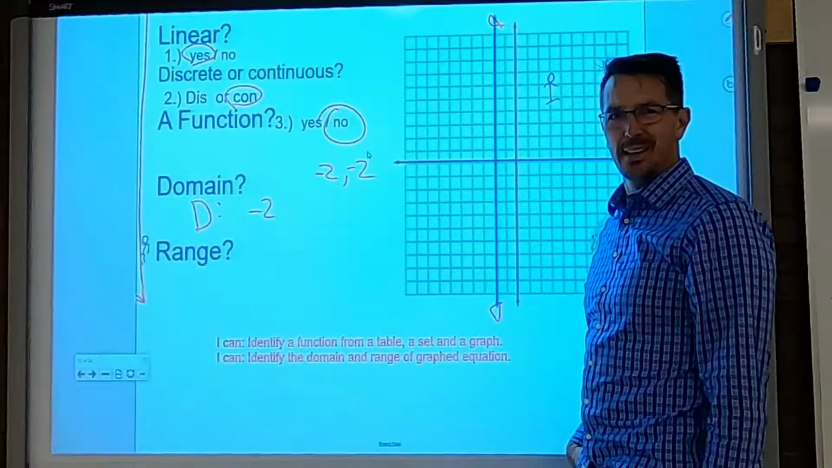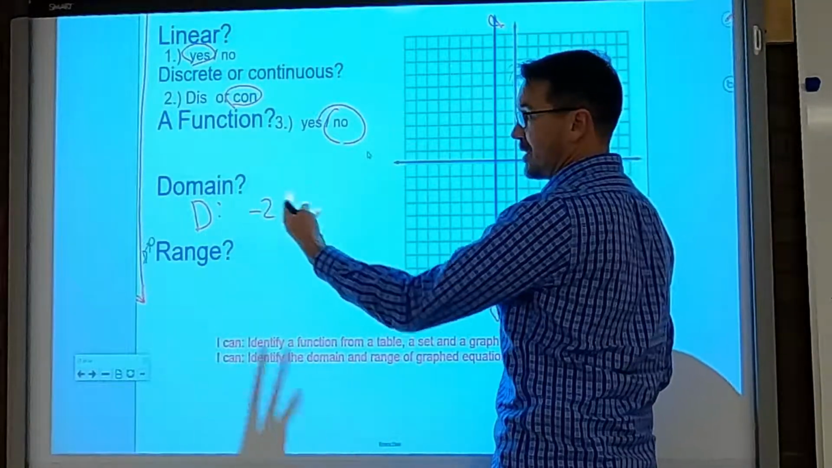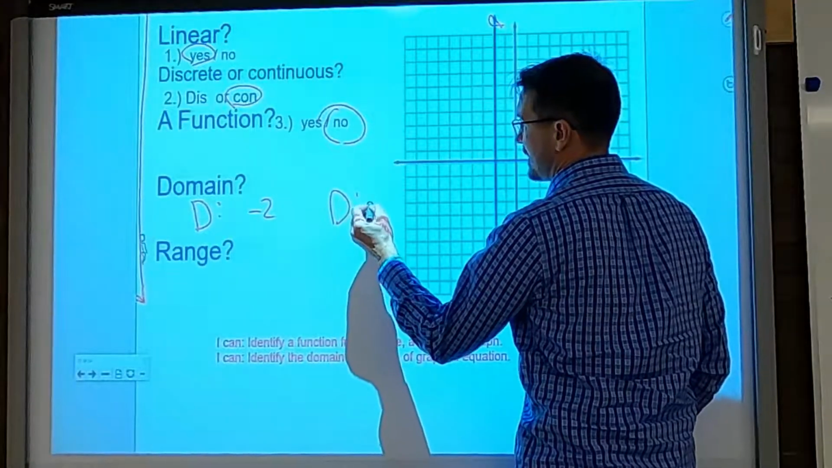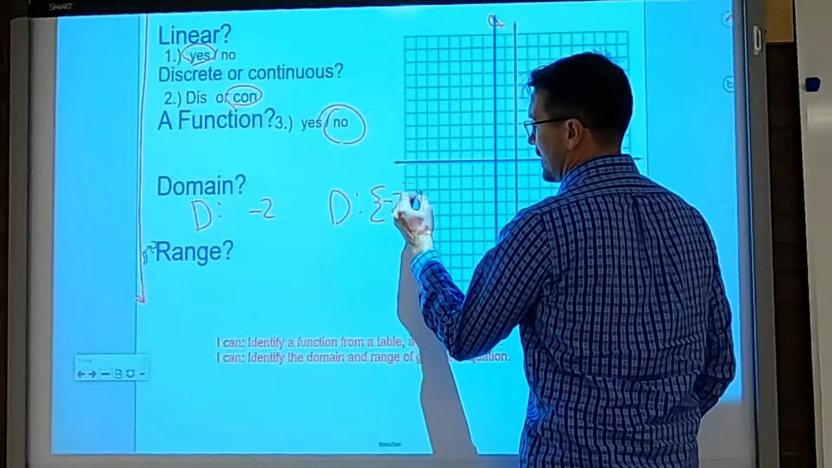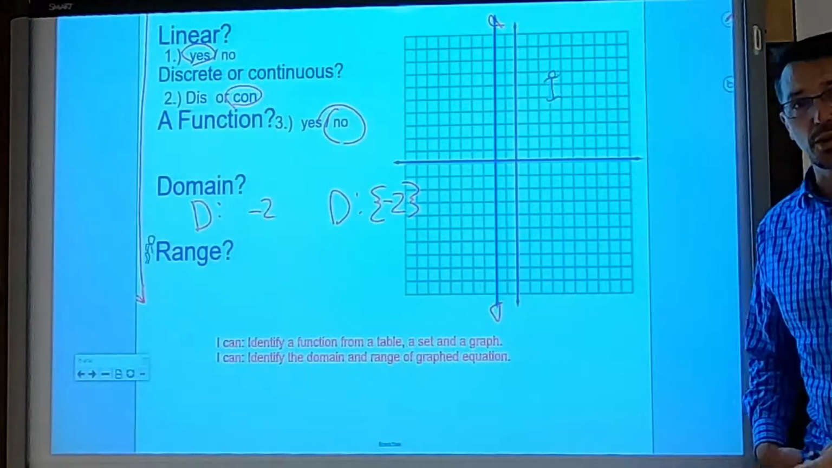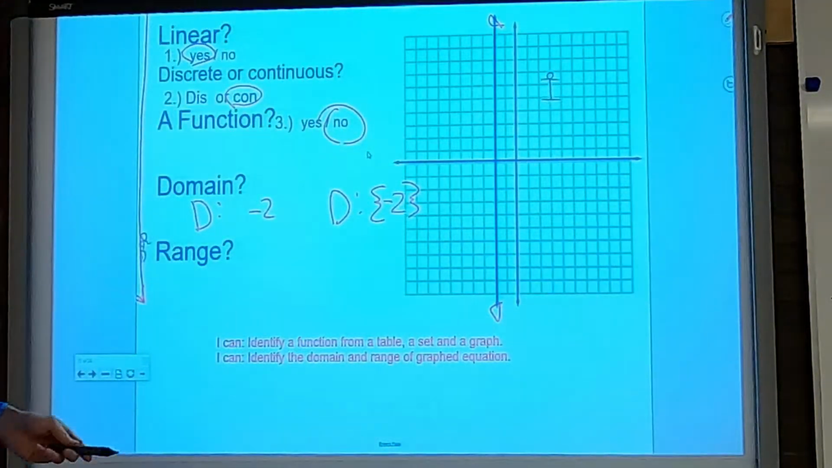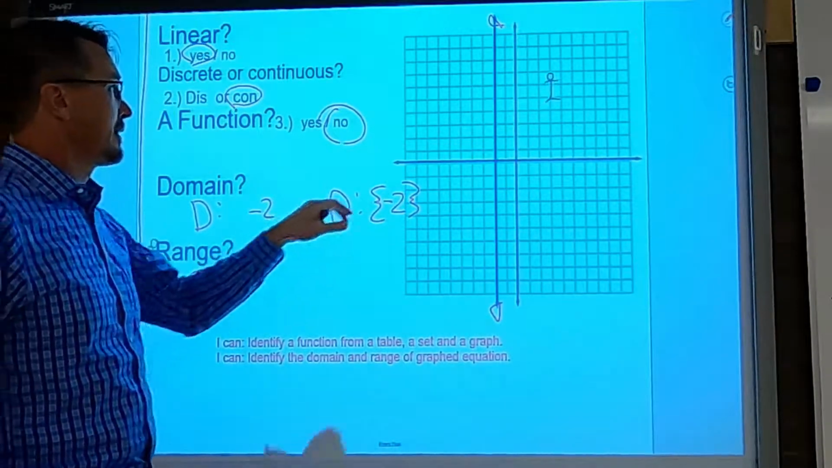But does that make sense? No. It just means that you have one value. So you can either put your domain as -2, or if you want to, you can put D is the set containing -2. There is no interval notation when you're going one number, because it's not a start and stop. It's just the number.